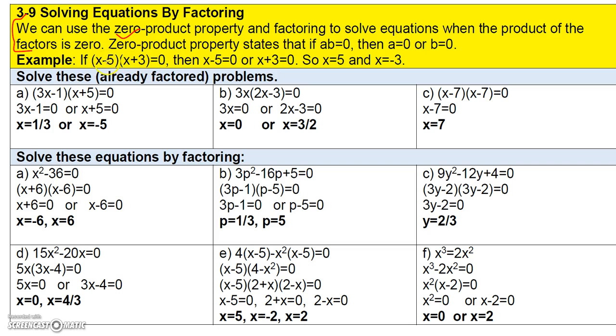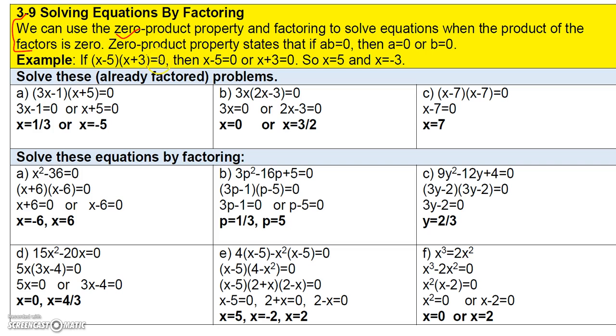So, for example, if you had a product of two factors like x minus 5 times x plus 3, and you had it set equal to 0, now this is an equation here. Now don't get it confused with what we were doing earlier. Earlier we were just giving you polynomials and you were writing them in factored form. Here we have an equation.